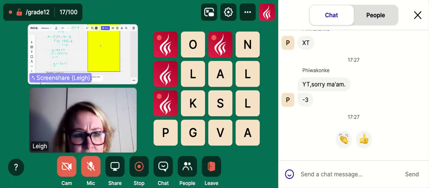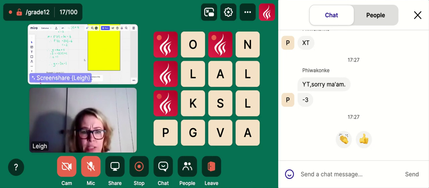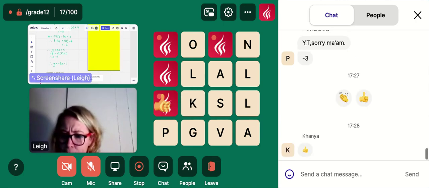Perfect. So this is what I ended up doing. I hope it's the same as what you ended up doing. I said -3 equals -2 times 2 plus c. I got c is equal to 1. And thus my equation of the tangent, I got y equals -2x minus 1. Did you guys get the same answer?